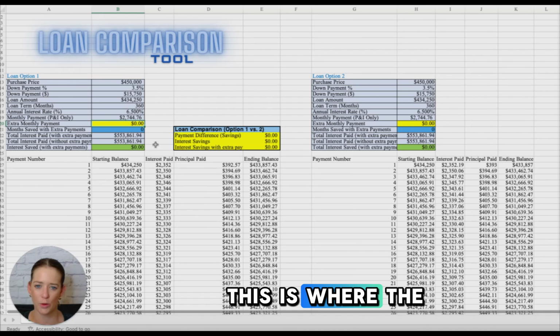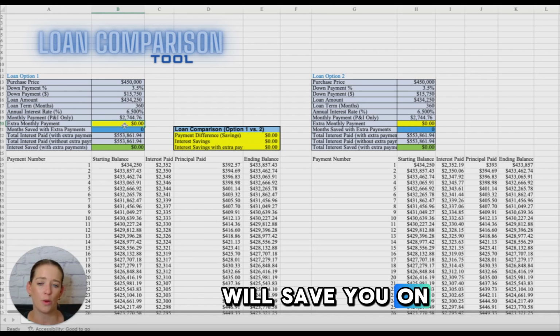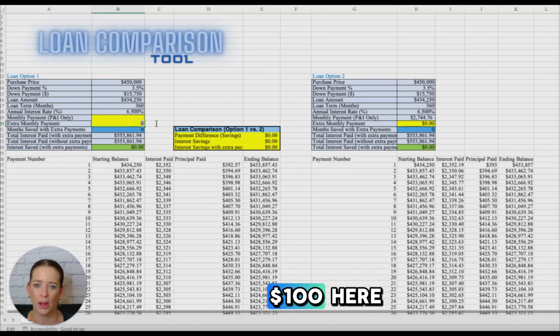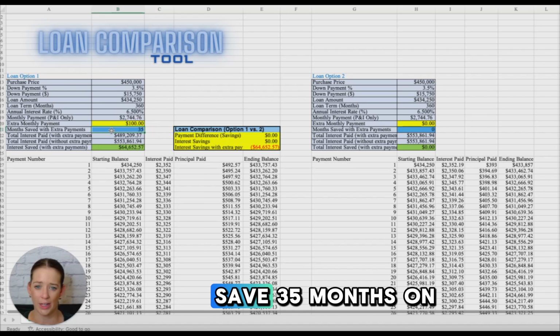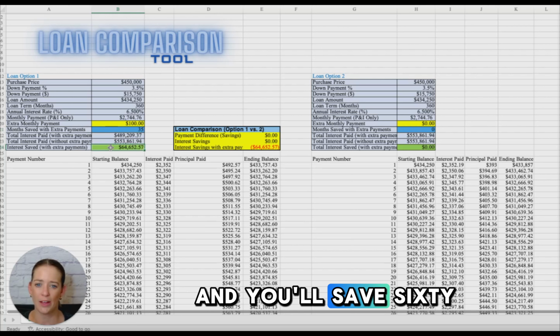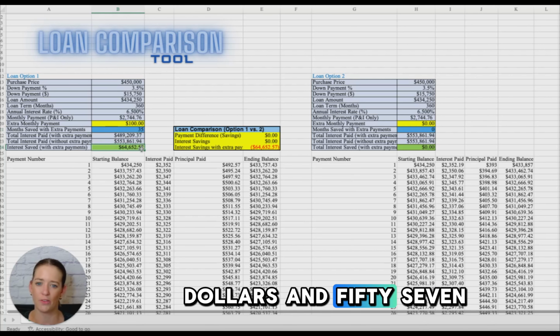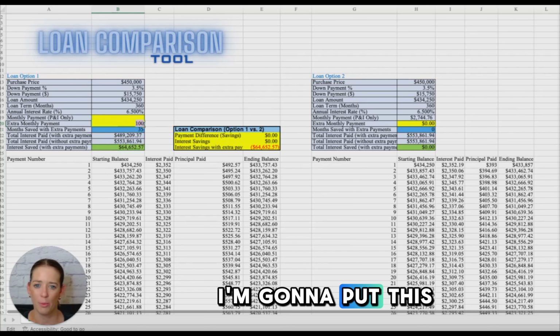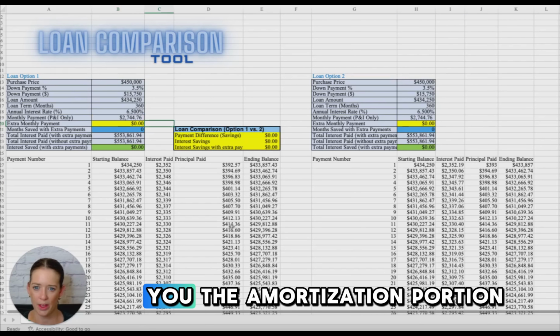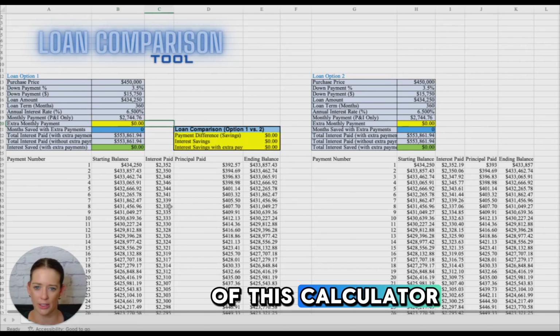Next box down here, this is where the numbers get interesting. So you can plug in some numbers to see how much an extra monthly payment will save you on interest. So say you put $100 here, you make an extra $100 a month payment on top of your scheduled payment here. And that will show you that you will save 35 months on your loan term. So you'll pay it off 35 months sooner. And you'll save $64,652.57 in interest. So that's kind of cool to look at and see the impact. I'm going to put this back to 0 because I want to show you the amortization portion of this calculator.